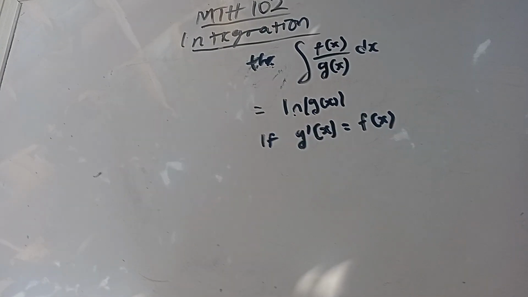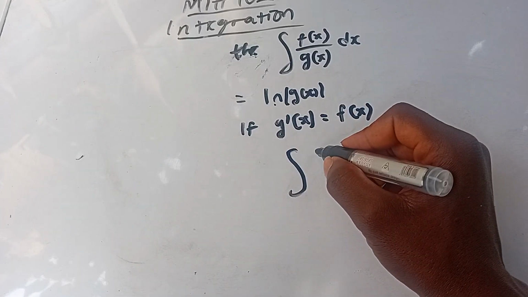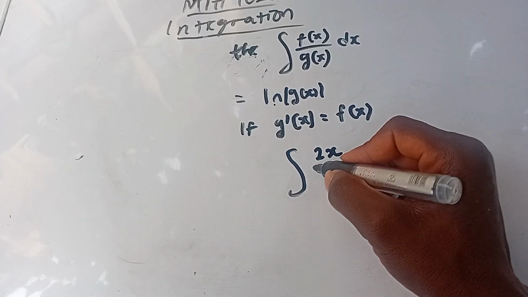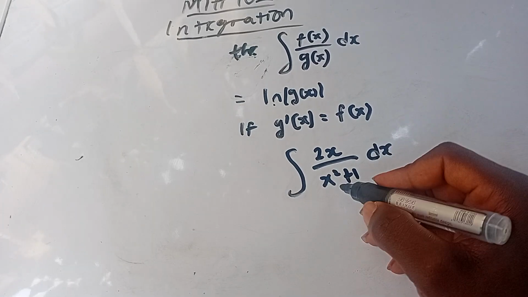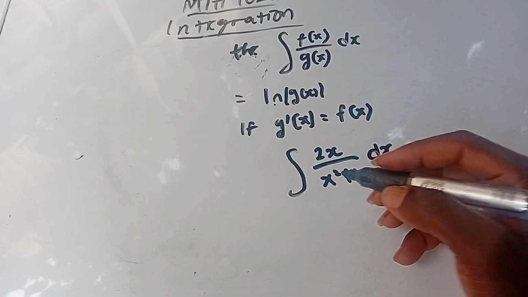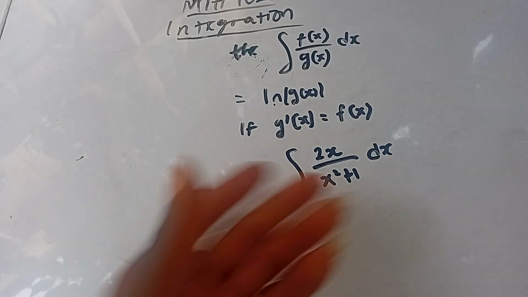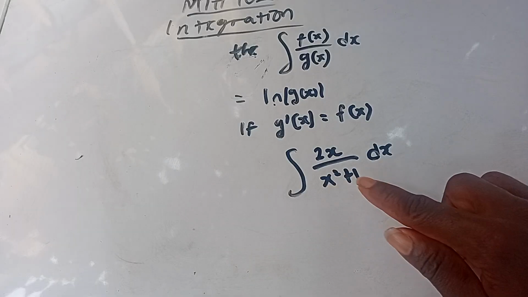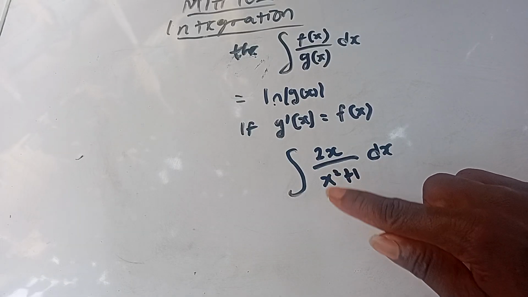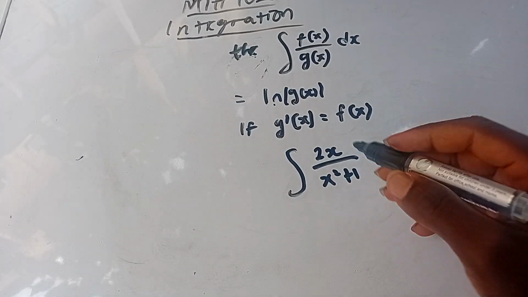Now let's apply it. For instance, if I have the integral of, let's say, 2x over x squared plus 1 dx. Now if you differentiate x squared, here you can also use substitution, like we apply u substitution, but to just make it fast because it's a standard rule in integration. If you differentiate x squared plus 1, you get 2x. If you differentiate 1, you get 0. So the derivative of x squared plus 1 is equal to 2x.